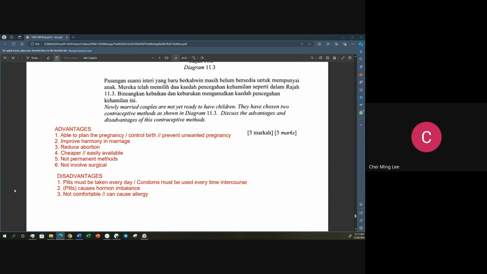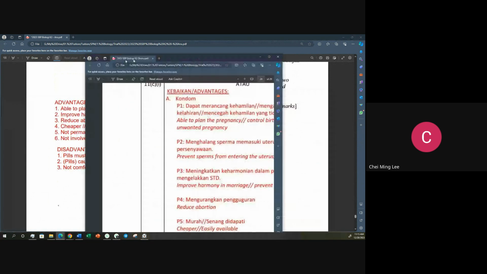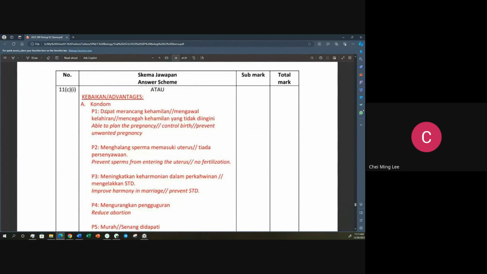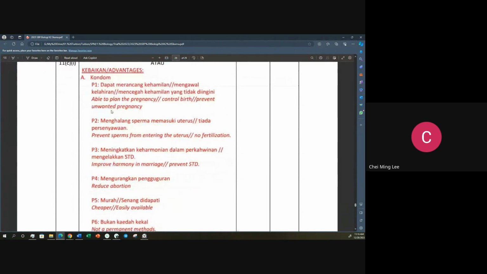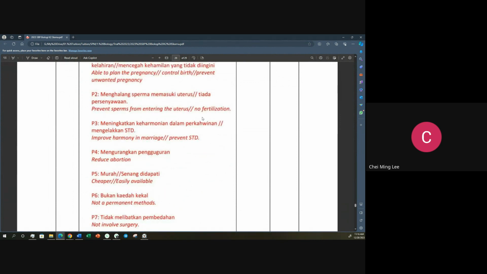Okay, so there are other answers involved as well. Let me show you the extra answers because there are quite a lot of answers for this. If you are writing for condom one by one, the advantage is you are able to plan the pregnancy, control birth. It prevents sperms from entering the uterus, which means no fertilization occurs. Improve the harmony in marriage, or we say it prevents STD.